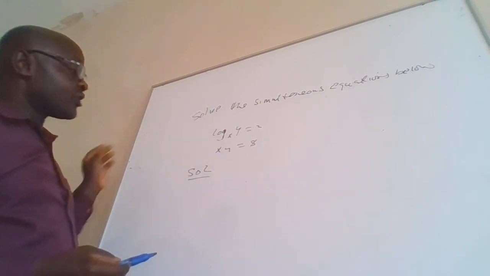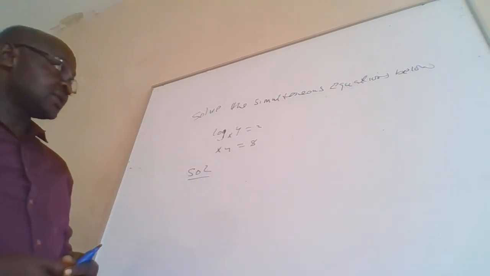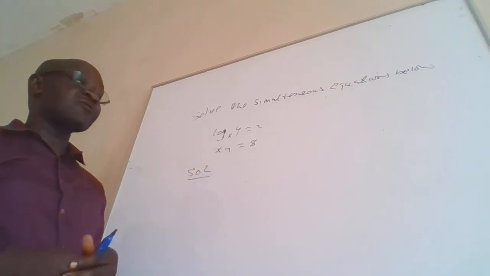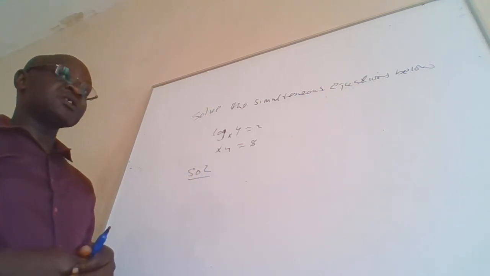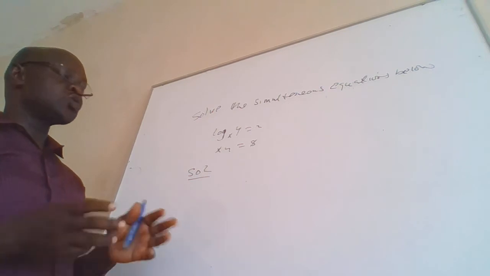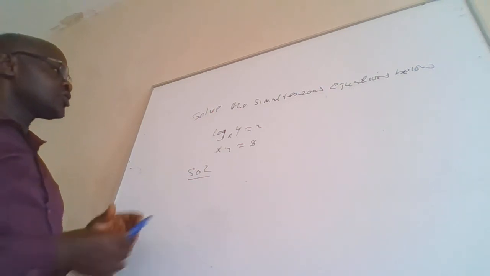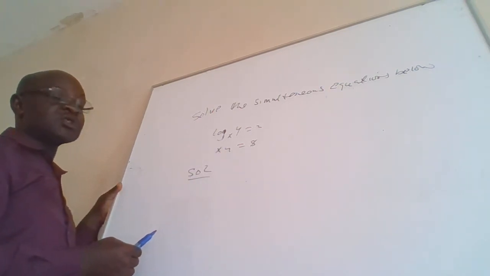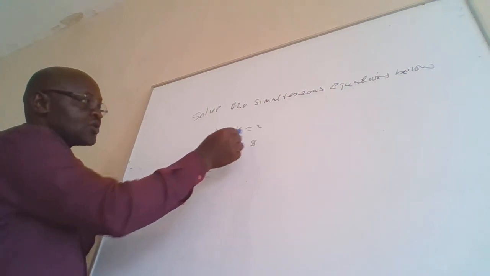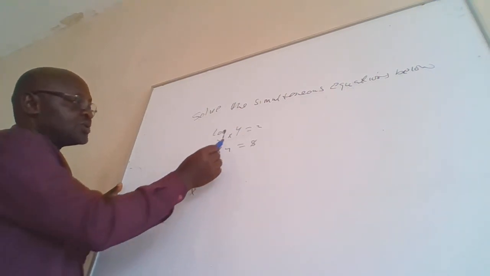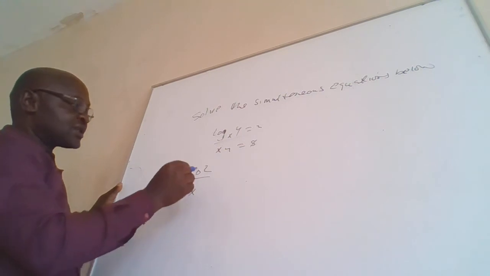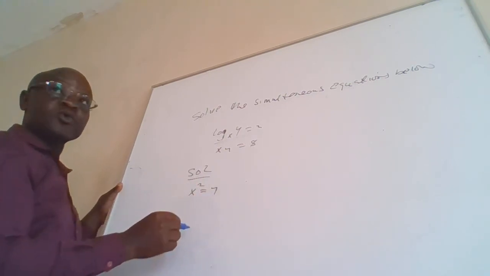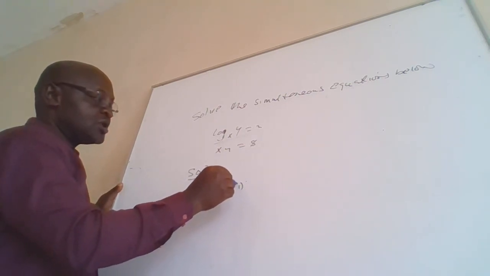Solution. Now, for us to solve the two equations simultaneously, we shall be required to convert the first equation, which is in logarithmic notation, to index notation. So how do we convert this equation to index notation? The equation will be written as x. We take the base raised to 2, so it will be x raised to 2 equals y. So this is equation 1.